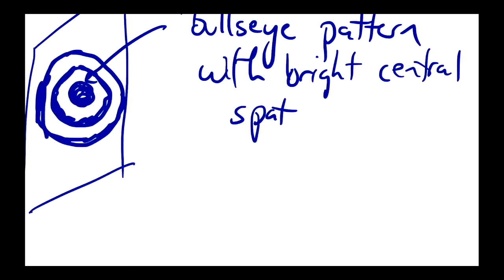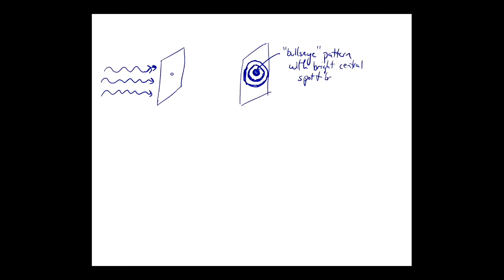And where I'm drawing, consider that to be the bright regions, because I don't know how to draw darkness. So let's just call this a bullseye pattern with a bright central spot, and bright rings.